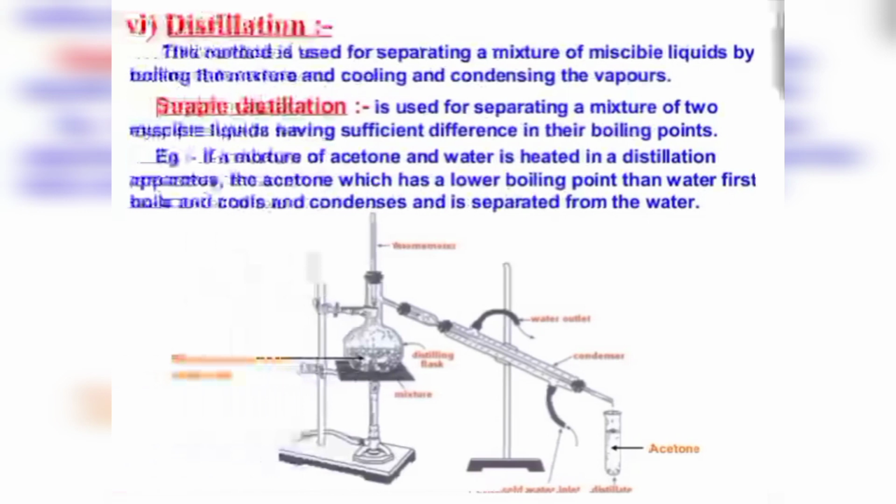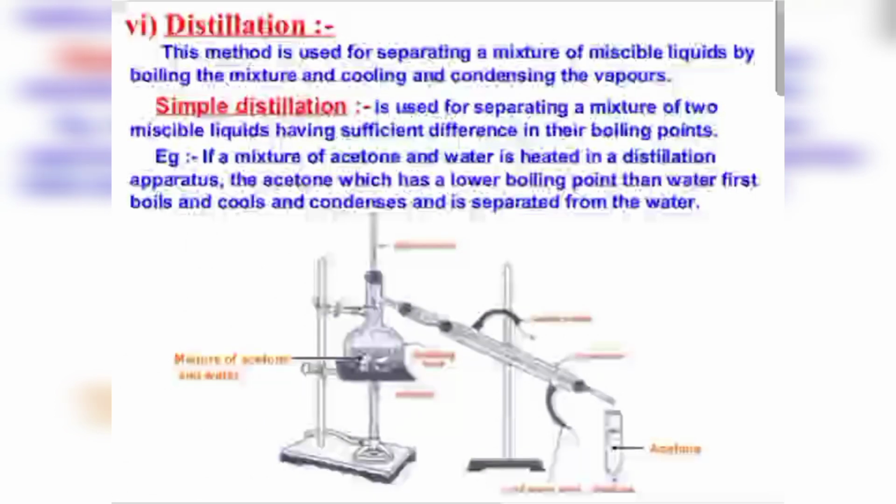Next method is distillation. Distillation is the process of heating a liquid to form vapor and then cooling the vapor to get back the liquid. So we can say the liquid is heated, then it changes into vapor, and then on cooling, the vapor changes into liquid. So the pure liquid obtained in the beaker after condensing the vapor is called distillate.